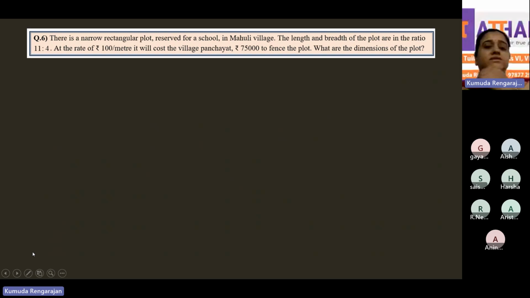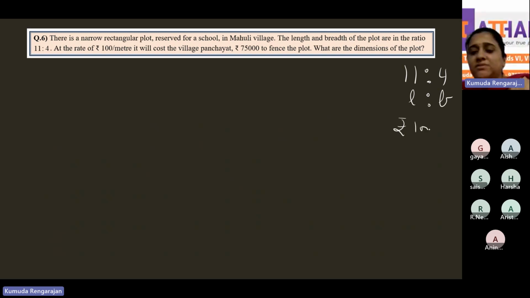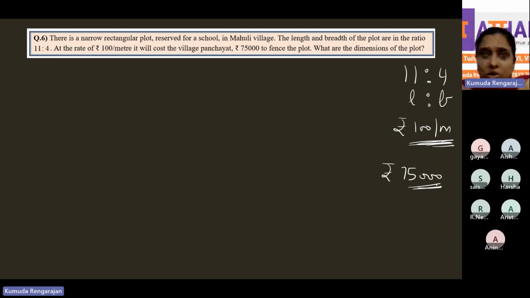See, very important is to read the question and understand the information given. So we have the ratio 11:4, which is the ratio of the length and breadth. And then we have this rupees 100 per meter. This is the rate of fencing, meaning the cost for fencing 1 meter. 1 meter of fencing costs rupees 100. And what is this 75,000? This is your total cost. Now you have fenced the plot and the money you have spent for fencing is 75,000.